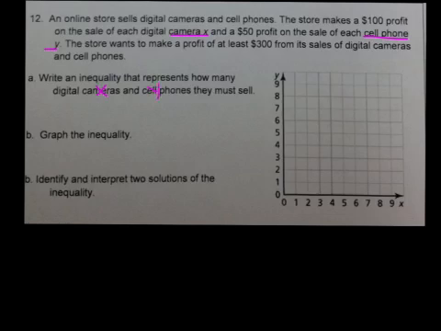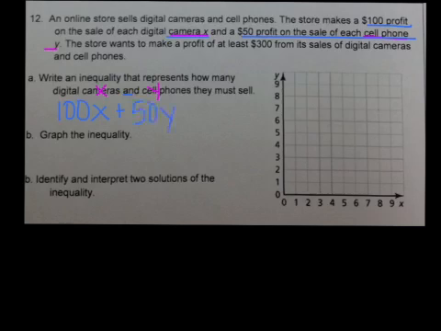Now we have to write an inequality. So you have to put on your algebra nerd hat and think nerdy and change these words into numbers. If you know there's a $100 profit per camera, how do you write that in algebra? Well, it would be 100x. And it makes a $50 profit on the sale of each cell phone. And "and" is always a plus in algebra. So we're doing plus 50y.